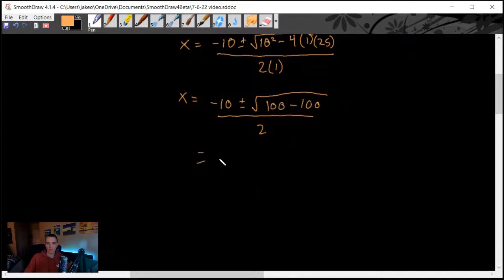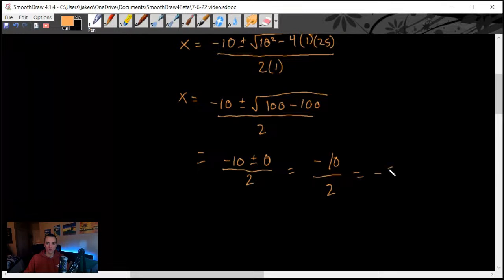So that just tells us that we have -10 plus or minus the square root of 0. Well, the square root of 0 is just 0. So that's just going to be -10 plus or minus 0 all over 2. Well, plus 0 or minus 0 still just leaves you with -10. So you're going to have just -10 on the numerator over 2, which is -5.